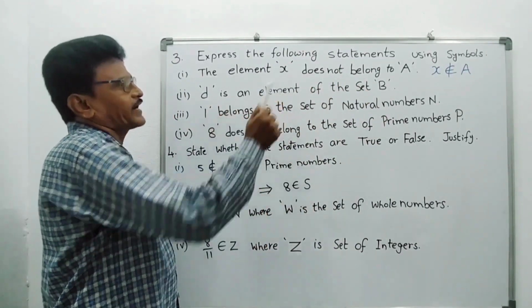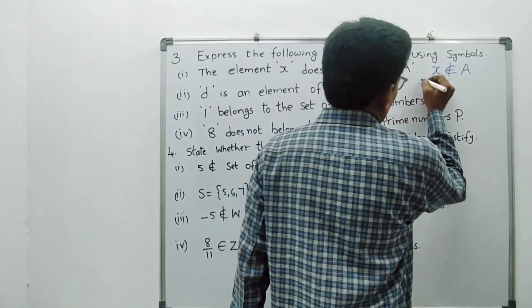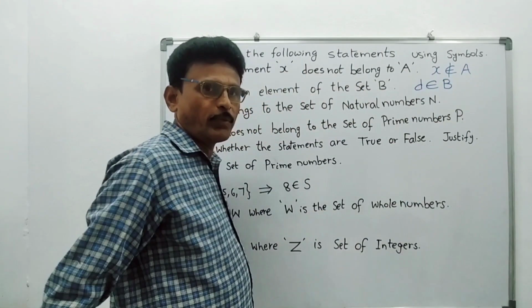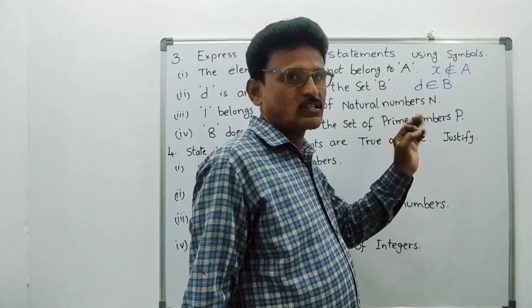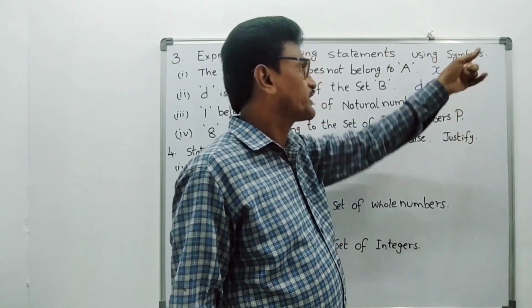Now, D is an element of the set B. In set B, D is there. So simply we can write D belongs to B. D belongs to set B. See, on the left hand side we always write elements with small letters. On the right hand side we use the set name with capital letters.